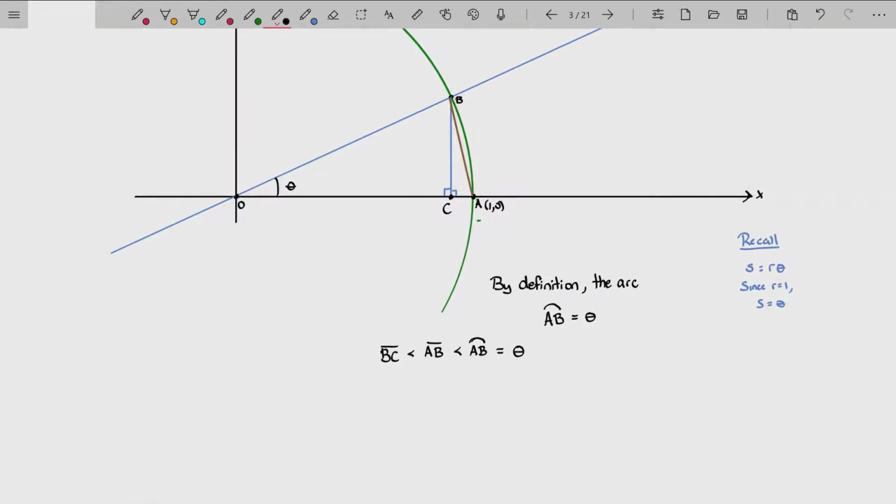Okay, so here's where I'm going to relate sine of theta to theta.